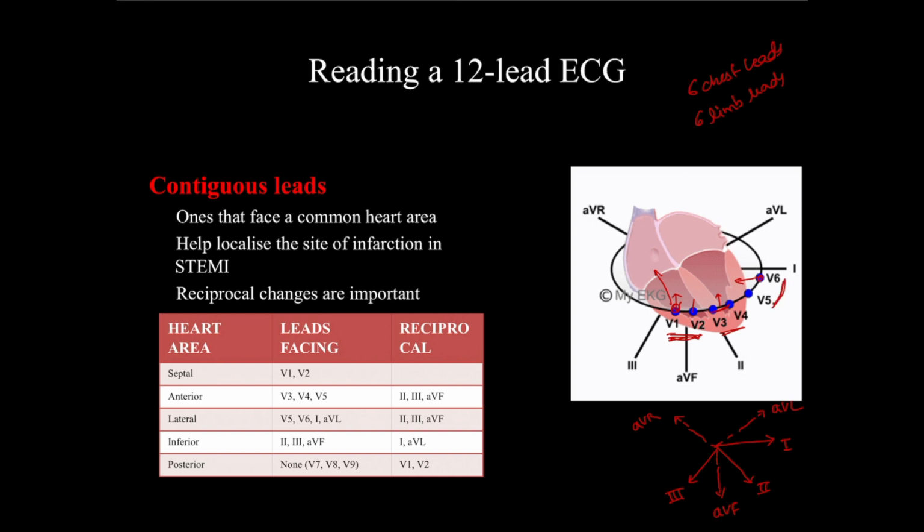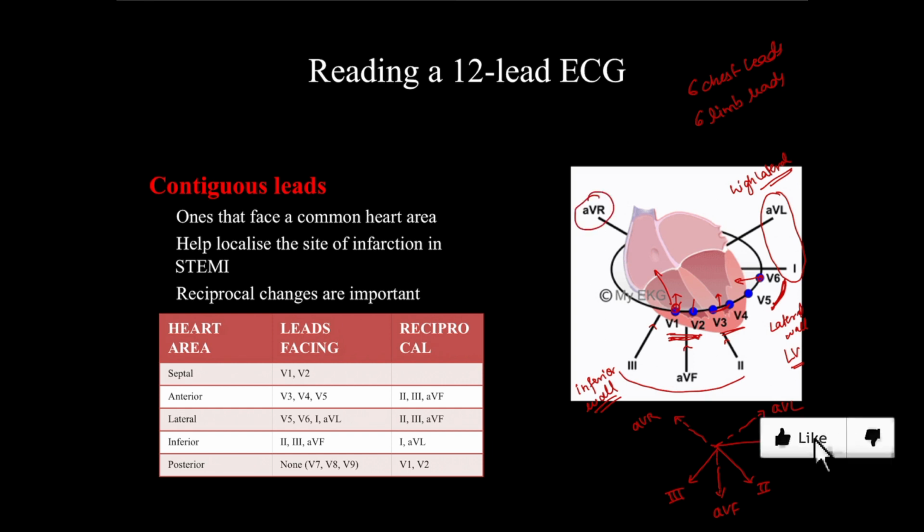V5, V6 are located towards the left ventricle, and it's the lateral wall or the cavity of the left ventricle. The pathologies are best reflected in V5 and V6. Lead 1 and AVL look towards the high lateral wall of the left ventricle, that is the extreme lateral wall of the left ventricle. Lead 2, 3 and AVF look at the heart from below, and hence they are toward the inferior wall, and hence are called the inferior leads.